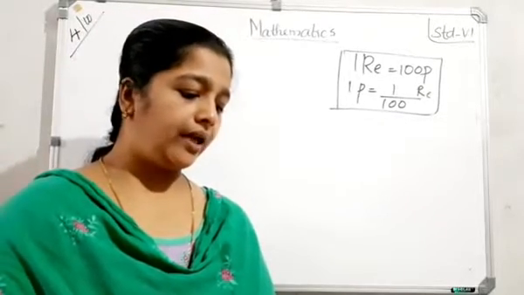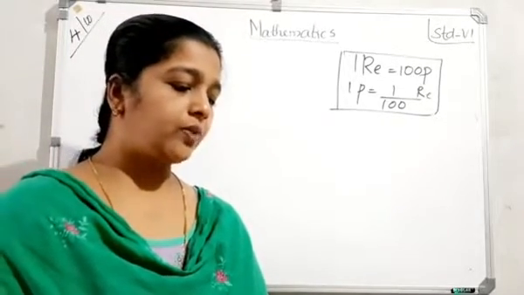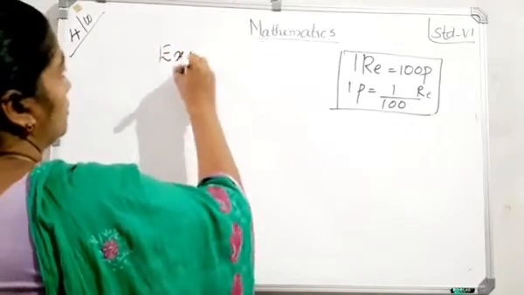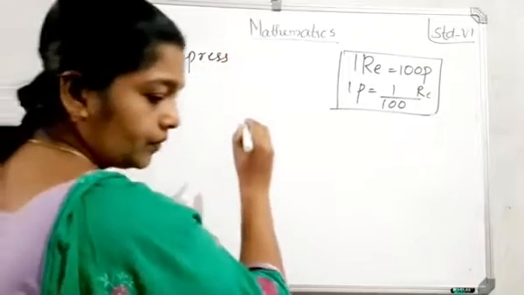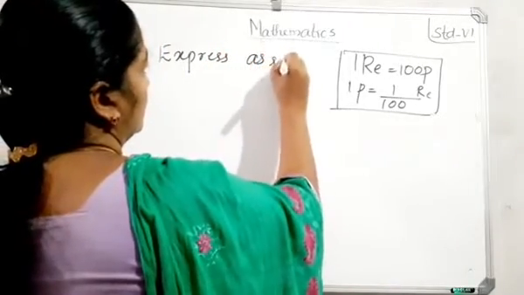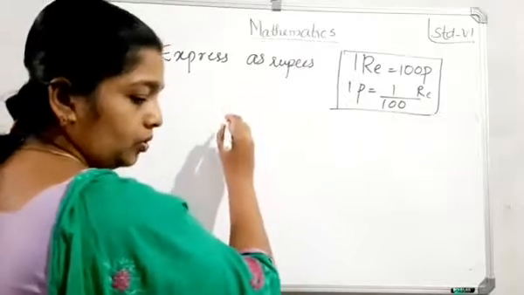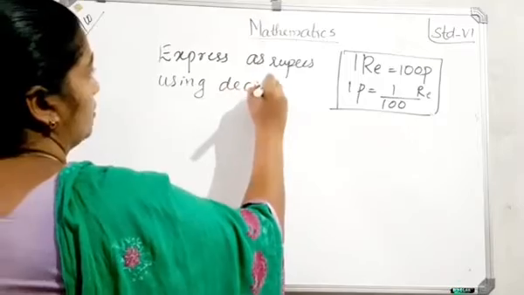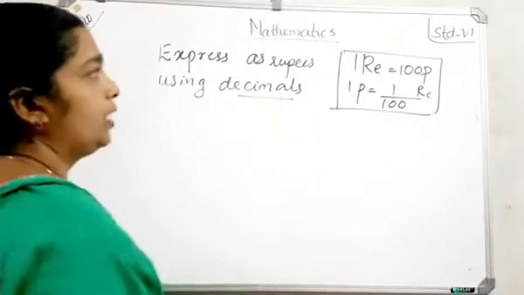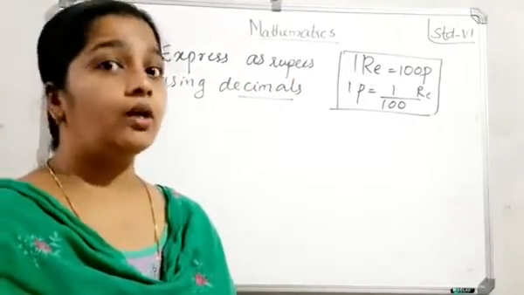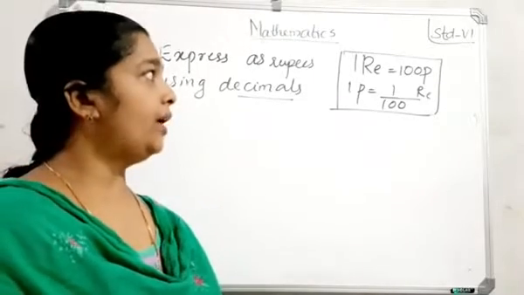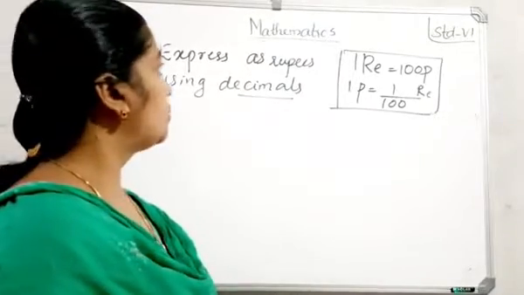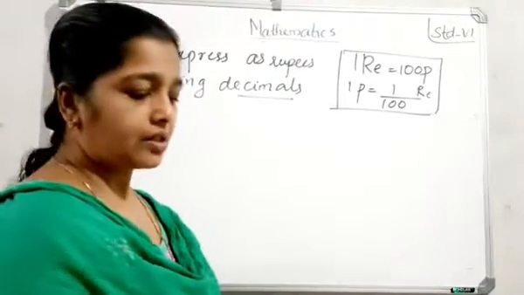That is page number 177. Express as rupees using decimals. All of you close your textbook. Express as rupees using decimals. So we know that 100 paise equal 1 rupee, isn't it? And therefore 1 paise equals 1 by 100 rupee. Here we want to convert into rupees. Clear? Yes.